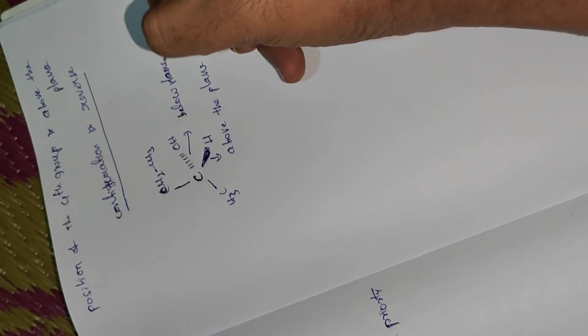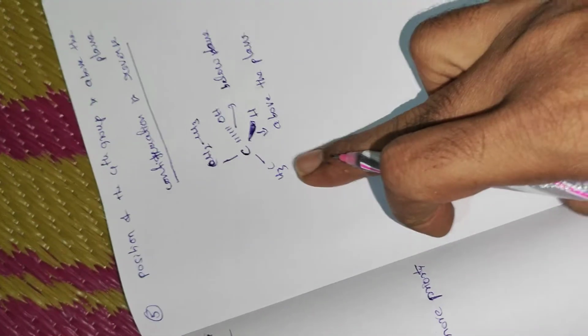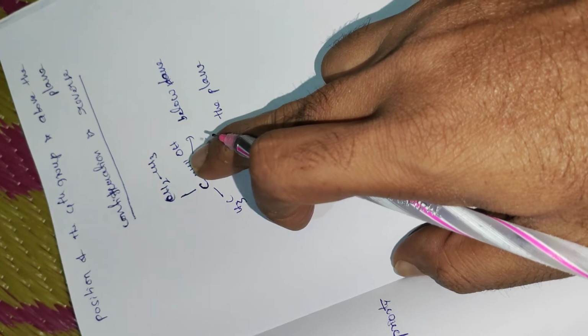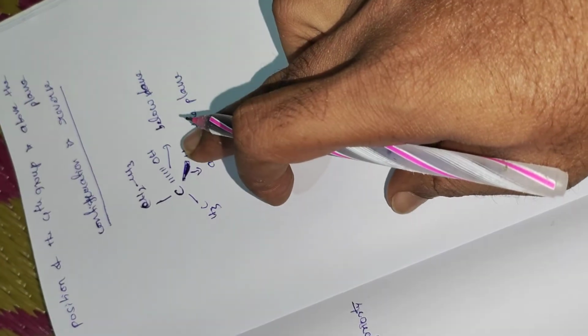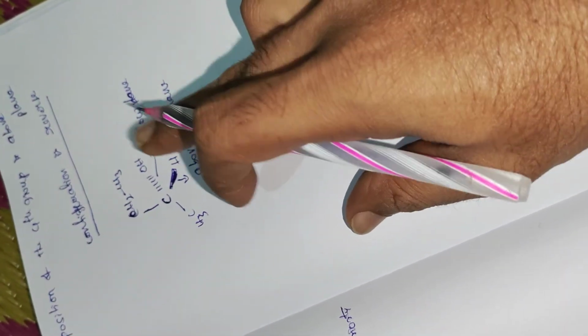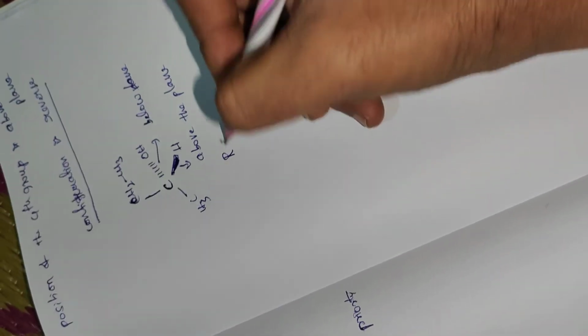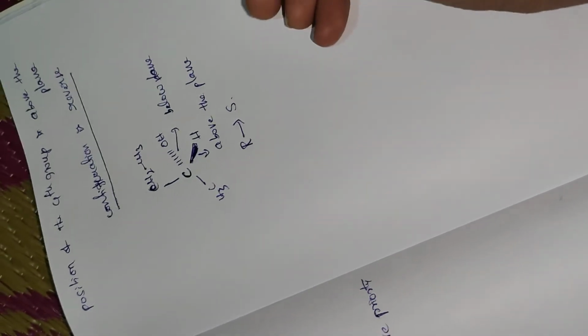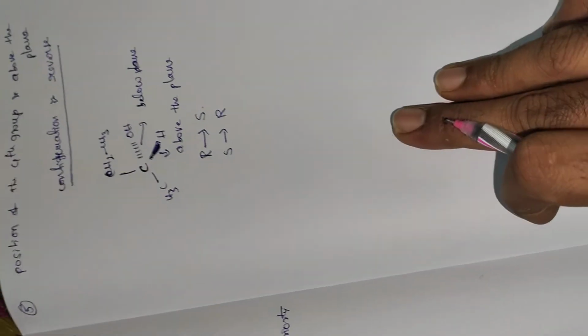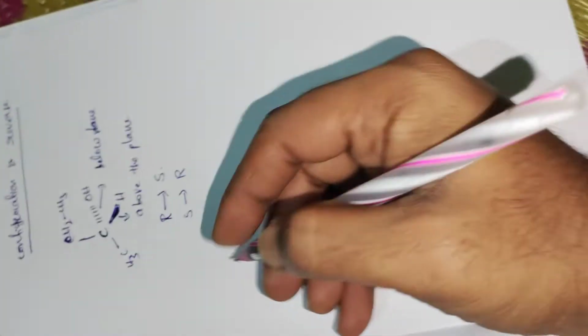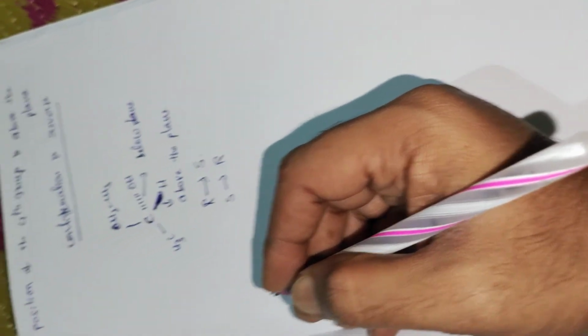In a molecule, how to identify above the plane and below the plane? Dashed lines mean that is below the plane. Like this means that is called as above the plane. If the least priority group is present on the 4th group, the configuration is reverse. If R is there, the configuration is converted into S. If S is there, the configuration is converted into R. This is rule number 5. Next we are going to do some examples.